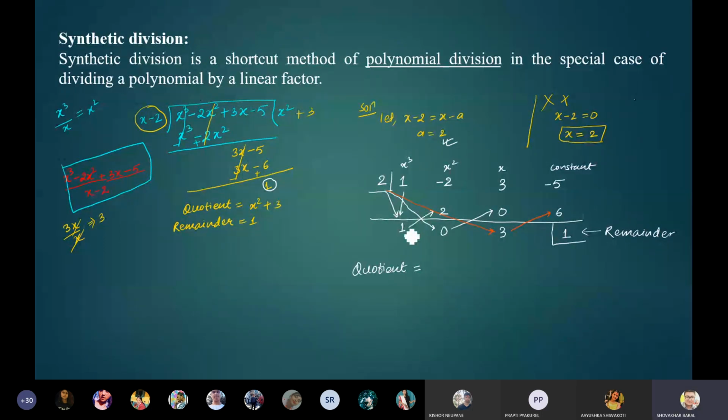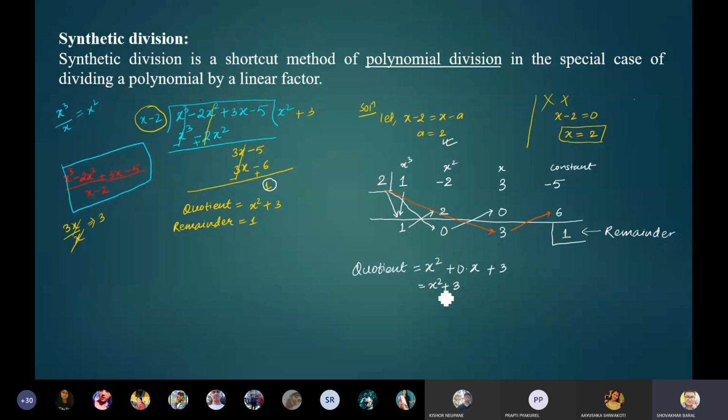1x square. This is the second term, the coefficient of the variable of the second term, 1x square, so it will be x square. The numerical value is from the first term and the variable part is from the second term. So 1x square. Again 0 times x is 0x, and 3 will be the constant. So x square plus 0x plus 3 will be written as x square plus 3.